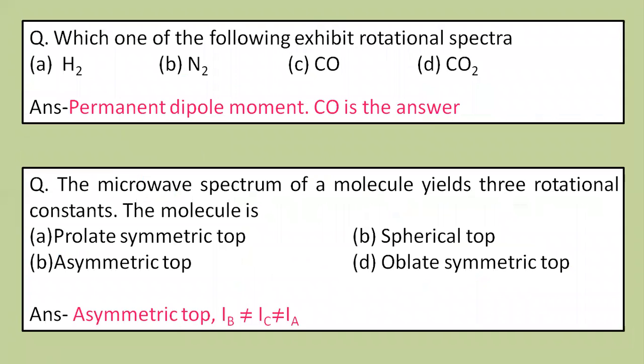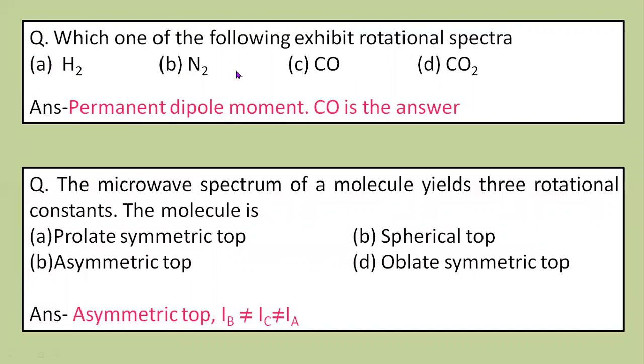Let me just explain two more questions which also came in the CSIR exam, and these are very easy questions. If you know the concept of rotational spectroscopy, it is very easy to answer. The first one is quite easy. Which of the following exhibit rotational spectra? As I already said, you need a permanent dipole moment.